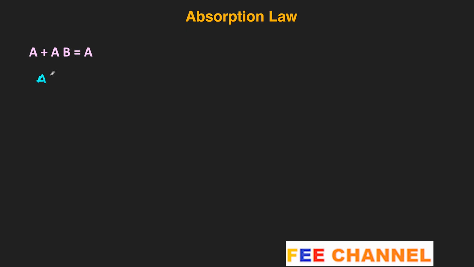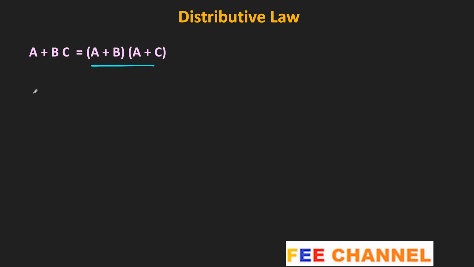That means the variable outside the brackets gets ANDed with each term inside the bracket. Or if we think the other way around, then anything which is common in both terms can also be taken outside as a common term. For example, A plus AB is equal to A. In this case, A is common in both terms. So, if we take this A outside, then we will have A, 1 plus B. Now, we know that 1 plus something is always equal to 1. That means this term will become 1, so we will have A.1, and that is equal to A. That means A plus AB equals A.